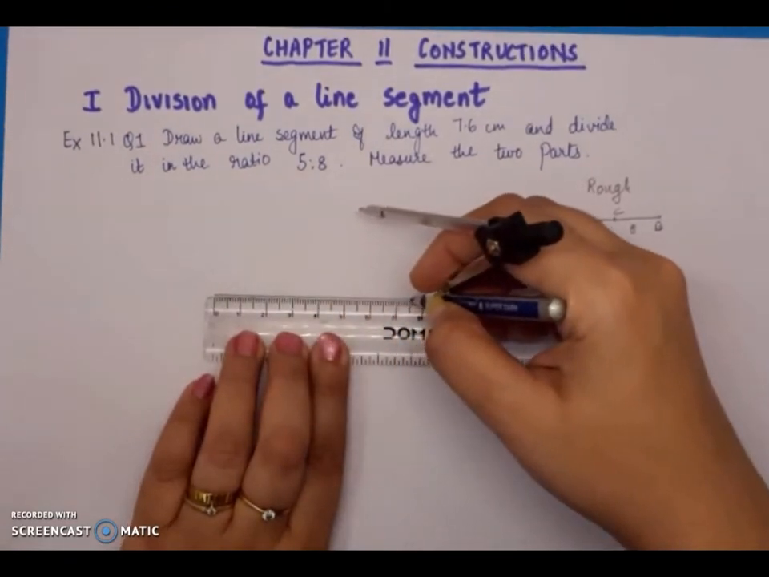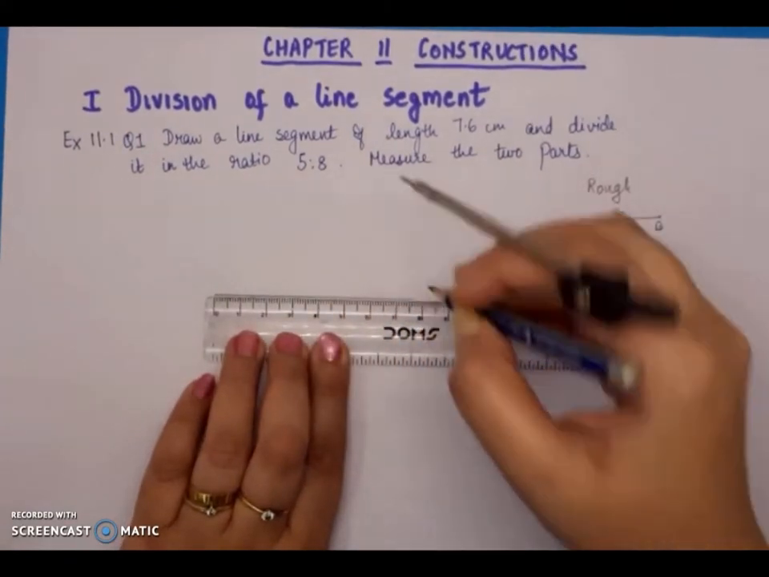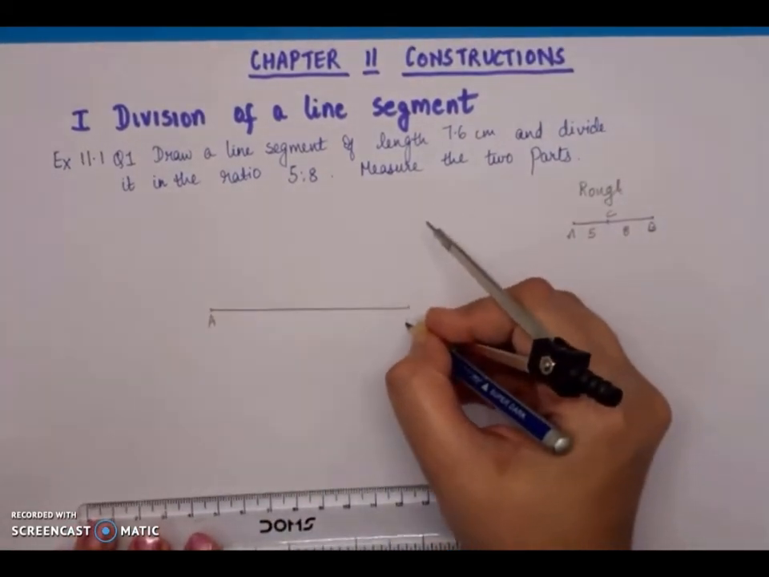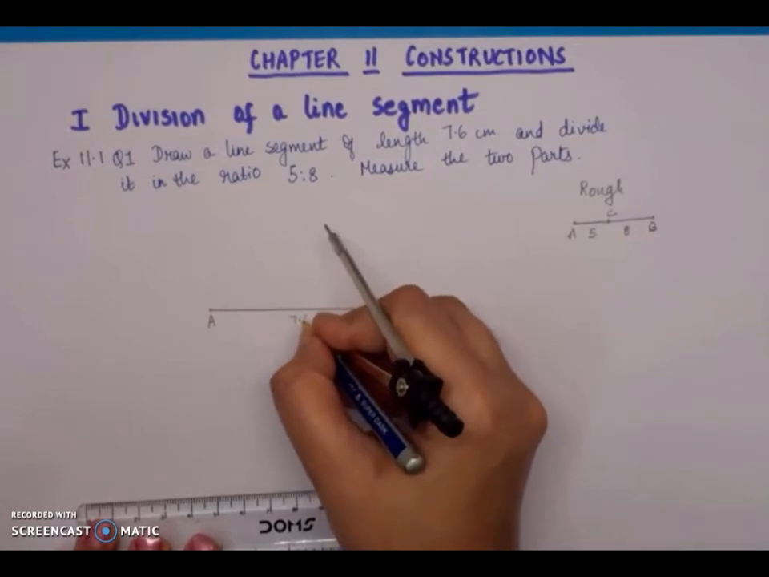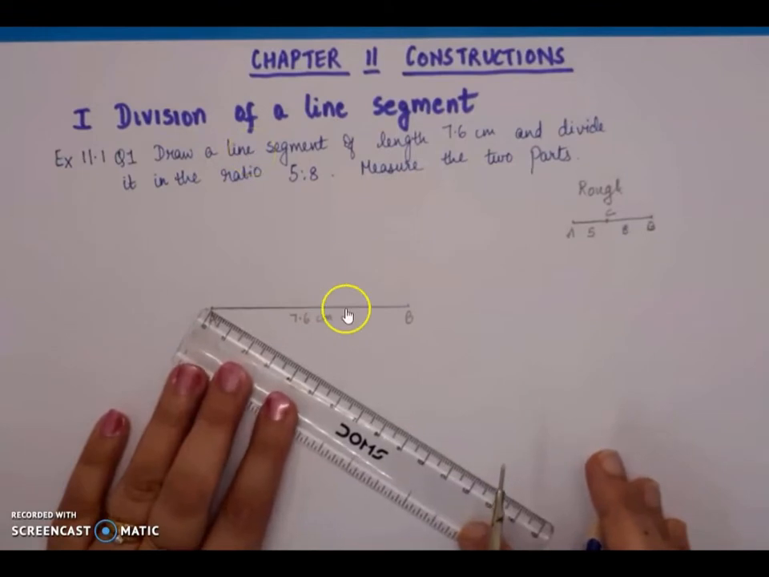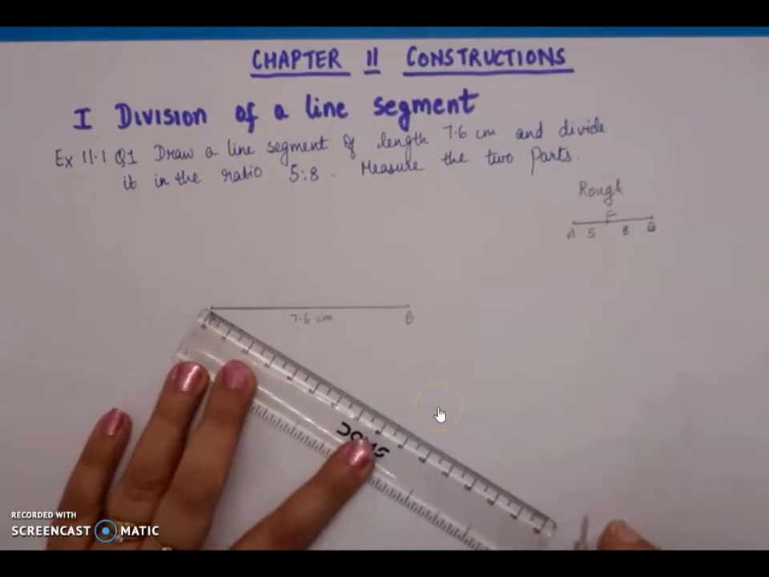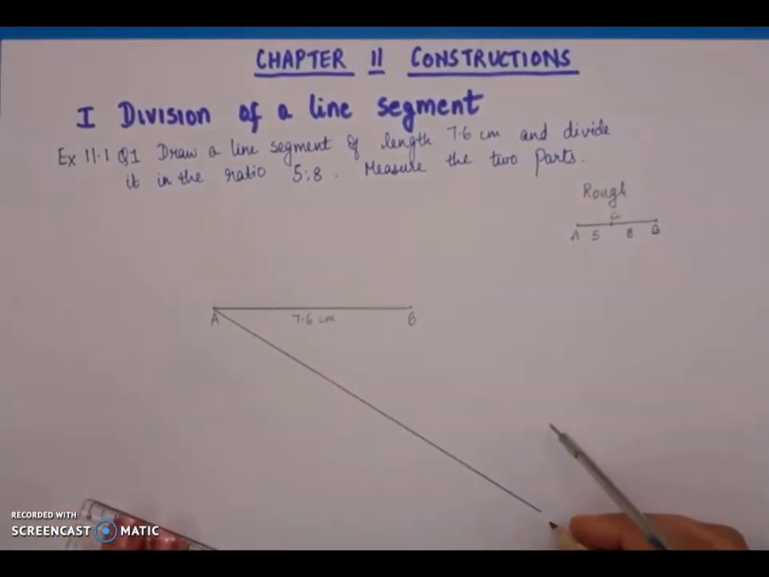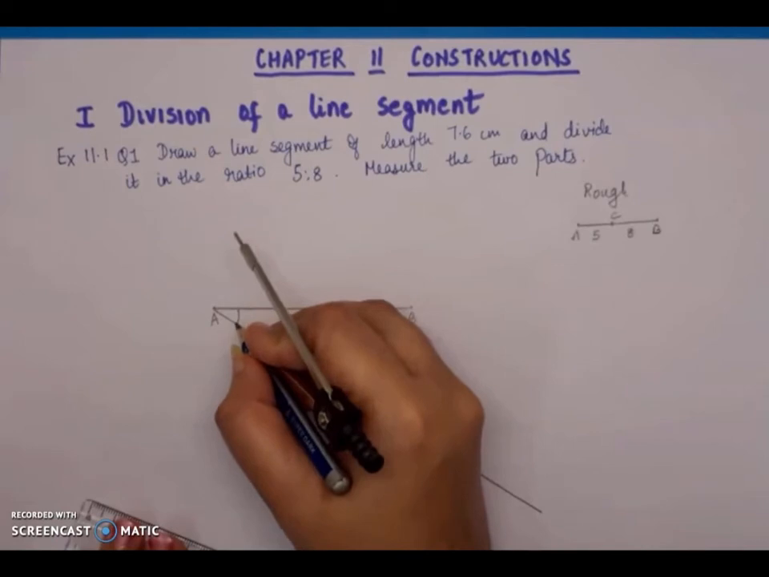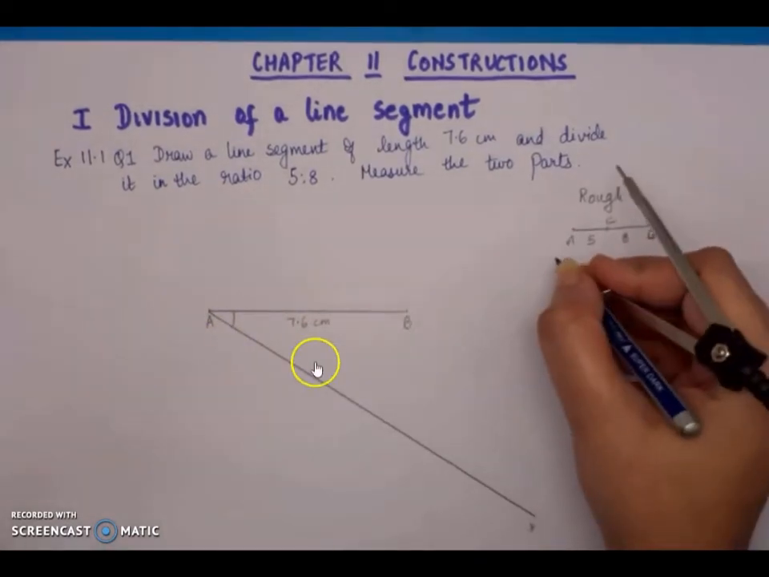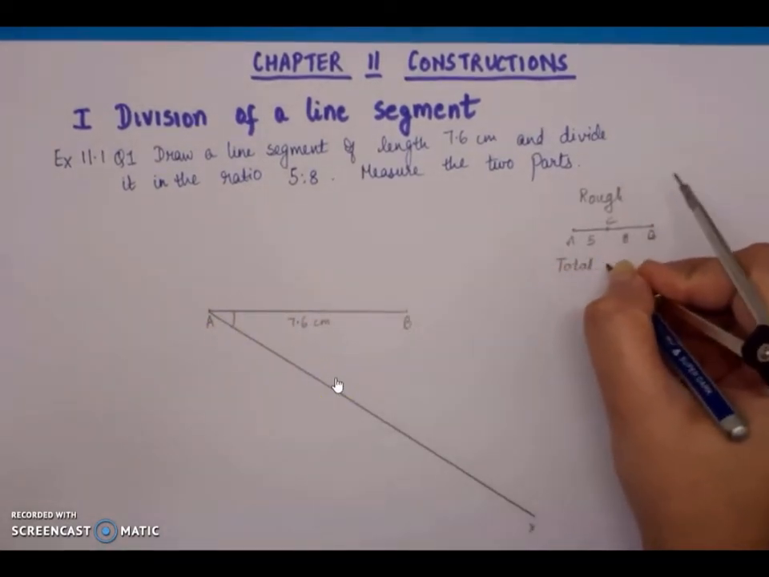So first I am going to draw line segment AB, and this is of length 7.6 cm. Next step is to draw any acute angle. So this is any ray AX that I am drawing such that this angle that is formed is an acute angle. So angle BAX can be any acute angle.